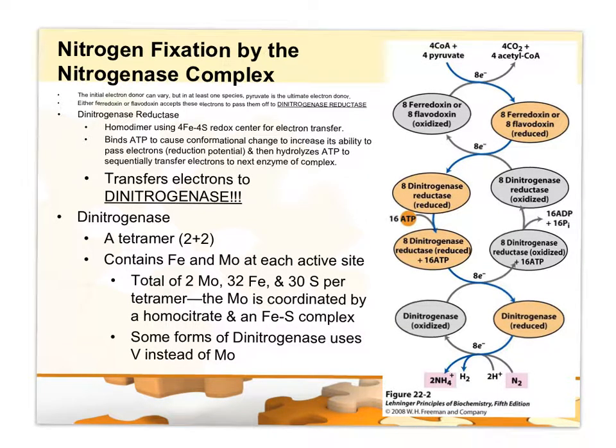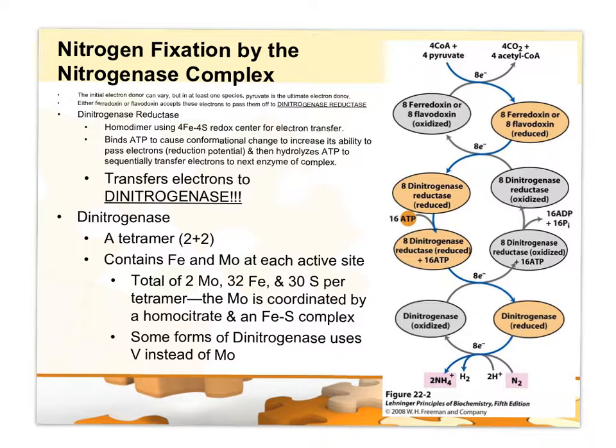And so we talked about the flow of electrons, from how certain organisms can use it from pyruvate, or at least from something that initially donated the electrons. Not ultimately, but they go to dinitrogenase reductase, which gets oxidized. In the process of losing its electrons, it's going to add them to dinitrogenase. And dinitrogenase is actually the enzyme that will take atmospheric nitrogen, which is inert, and convert it to ammonia.